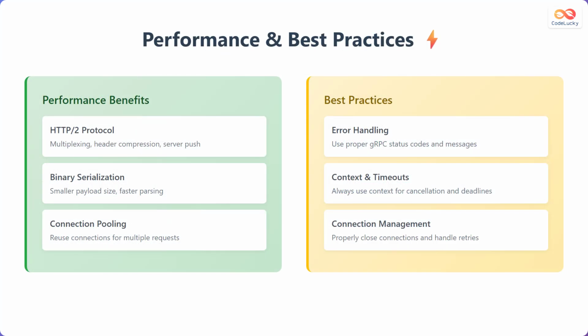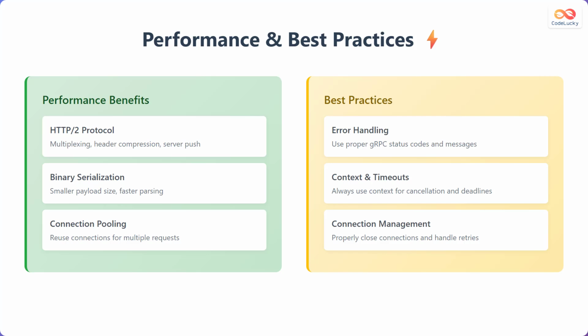gRPC delivers exceptional performance through several key technologies. HTTP/2 provides multiplexing, allowing multiple requests over a single connection, header compression to reduce overhead, and server push capabilities. Binary serialization with protocol buffers creates much smaller payloads compared to JSON and parses significantly faster. Connection pooling allows reusing connections for multiple requests, reducing the overhead of establishing new connections.